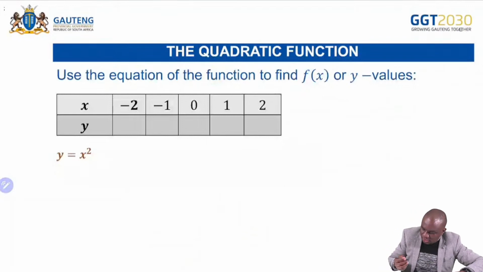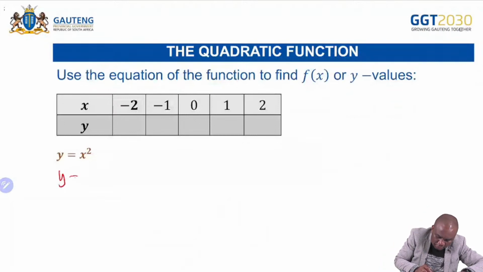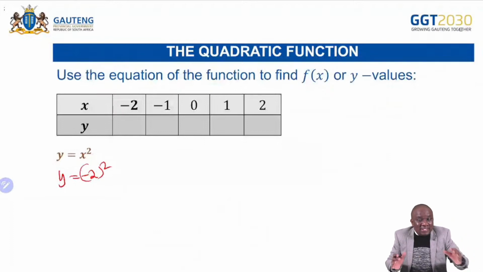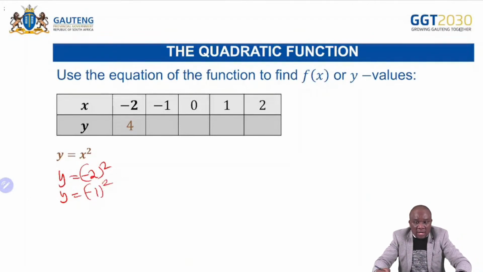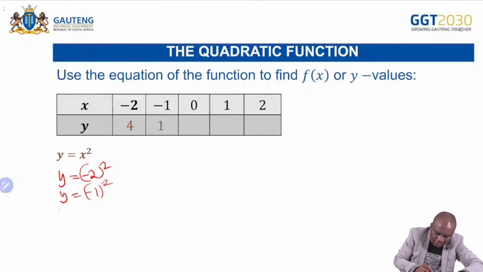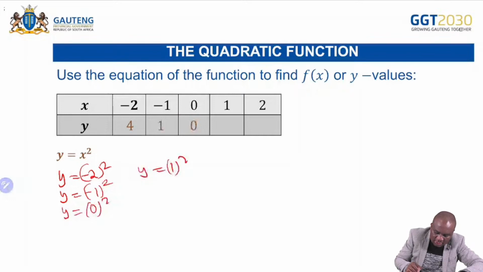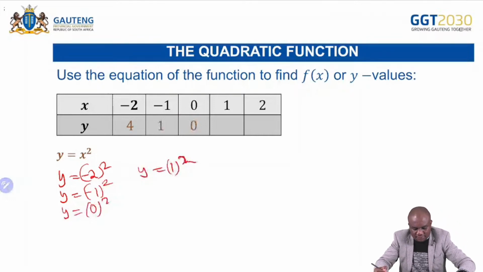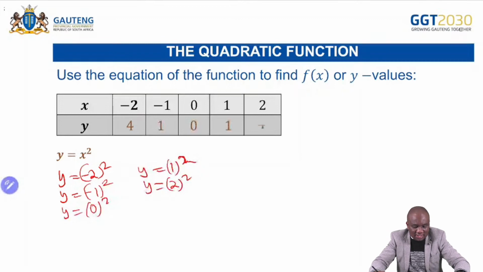Right, welcome back, rectangles. Let's do our table now. If x is -2, what is y? So where it is x, we put -2 squared. Right, -2 inside the bracket, squared. What do we get? We get 4. Right, and then y is equal to -1 inside the bracket, squared. We get 1. And then y is equal to 0 squared. What do we get? We get 0. And then y is equal to 1 squared. We get 1. And then y is equal to 2 squared. We get 4. Okay, so that is our table of values.